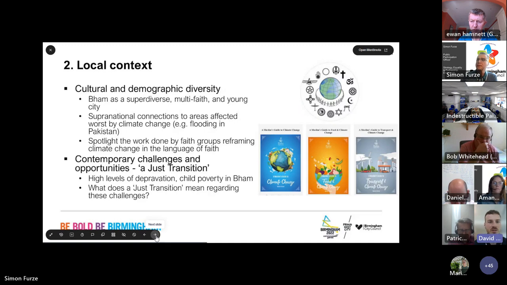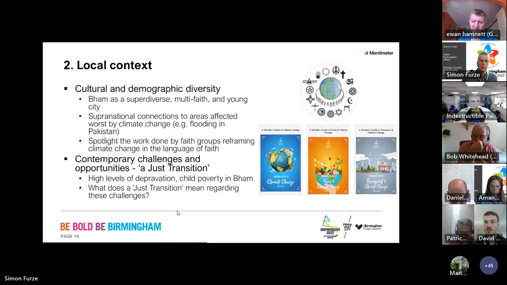Yeah, just to touch on a few more of those points. Cultural and demographic diversity. We're a super diverse city now, really multi-faith and a very young city as well. So being aware of these, how can we use those to engage people around us? And there's been some brilliant work by lots of faith communities, Footsteps, Bartley Green Trust, EcoSikh have all done great things in the city, reframing the climate issue into the language of faith and making it resonate with a wider audience, which is fantastic. So being aware of that as a council, how can we play a role or get involved?